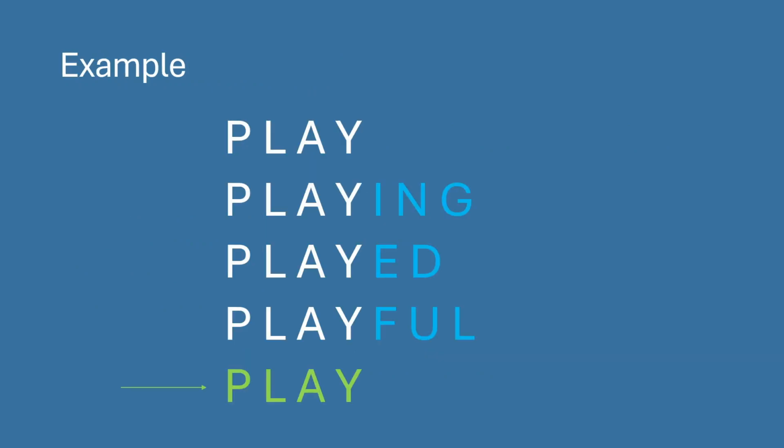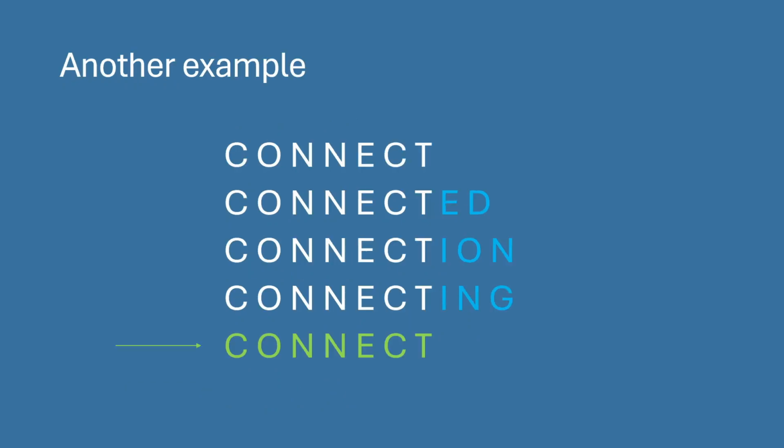So let's look at this example. This is a pretty simple one. We have play, playing, played, and playful, and these will all truncate into play. So we take off all the ends of playing and played and playful and just make it all play. So wherever these appear in a document, they'll all be seen as play. And another one: connect, connected, connection, and connecting all truncate into connect.